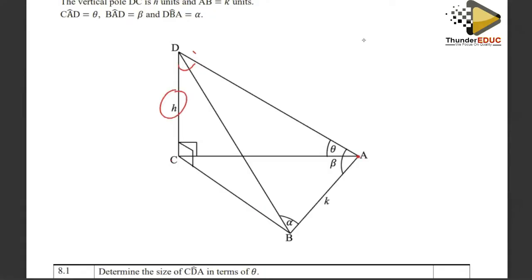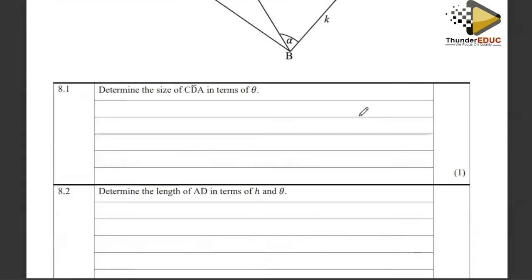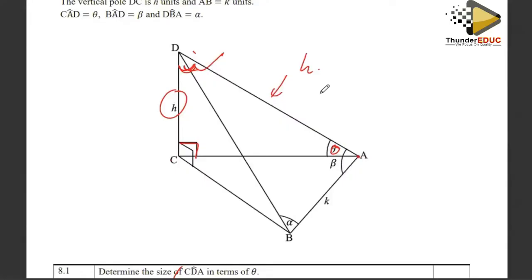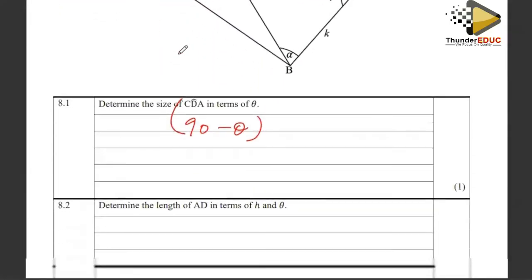So we know this side as the opposite, and then this side as the hypotenuse. Determine the size of CDA, but we don't need to do that. They only want the size of this angle. So if that's a 90, this is a theta, meaning that this angle should be a 90 minus theta. That's why it's a 1 mark.